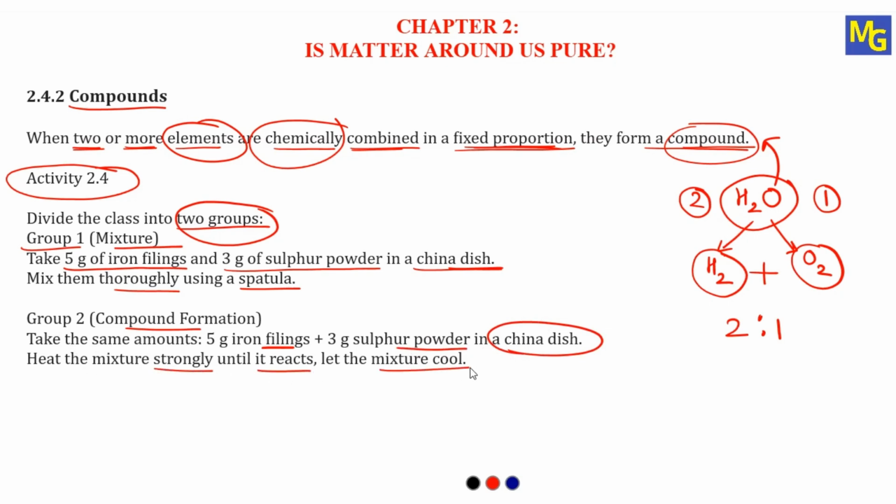Let the mixture cool. So in the first group, students are going to take iron filings and sulfur powder, and they are going to just mix them in the china dish. In the second group, students are going to take the same, that is 5 grams of iron filings and 3 grams of sulfur powder, but this mixture they are going to heat till they react. Remember, here there will be a reaction between iron filings and sulfur powder. Let the mixture cool. Now we will see next.